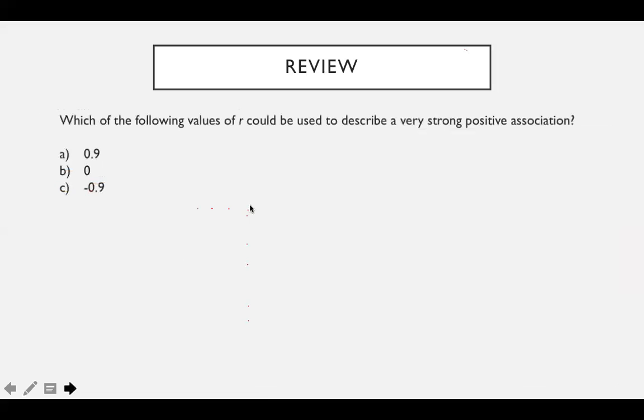Okay, next question. Which of the following values of R could be used to describe a very strong positive association? So take a few seconds, I'll go over it in a little.